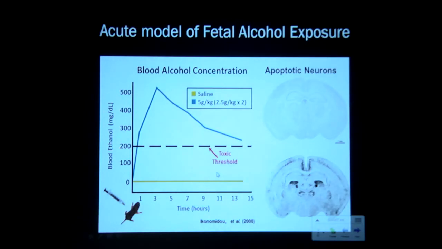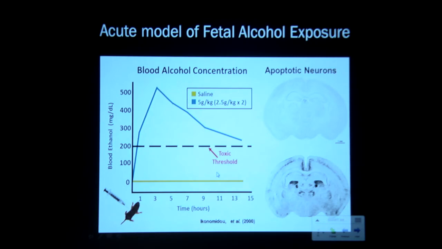All right, so when I inject these mice with alcohol, what you'll notice is that the blood alcohol level rises significantly, and it stays above a toxic threshold for several hours. This toxic threshold is essentially a blood alcohol concentration that has been previously defined in mice to cause cell death at that level. So if you get over that threshold, you're causing neuronal cell death in the brain.